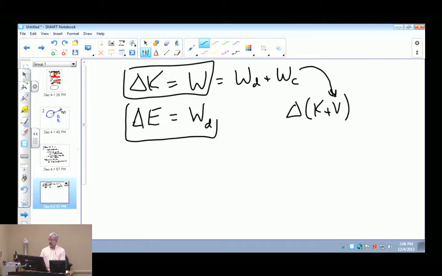You can also use it in this form if you're clear that the work there is the work done by dissipative forces, and the total energy is the sum of kinetic and potential. Okay, and you should be clear that the work energy theorem applies equally to dissipative and non-dissipative forces.